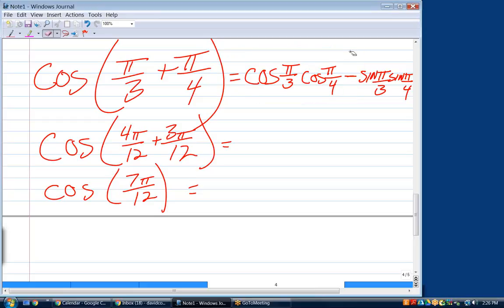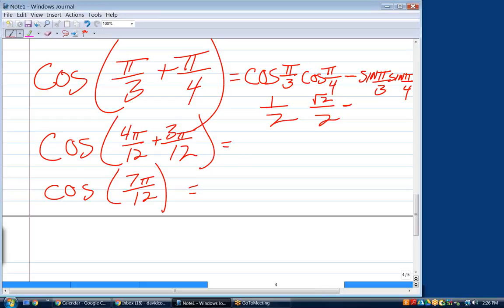Okay? So, what's cosine of pi over 3? Which angle is that? That would be 60. Okay, cosine of 60 is? Cosine of 60 is 1 over 2. Cosine of what angle is that? Oh, pi over 4. What angle? That would be 45. Okay, what's cosine of 45 degrees? Root 2 over 2.